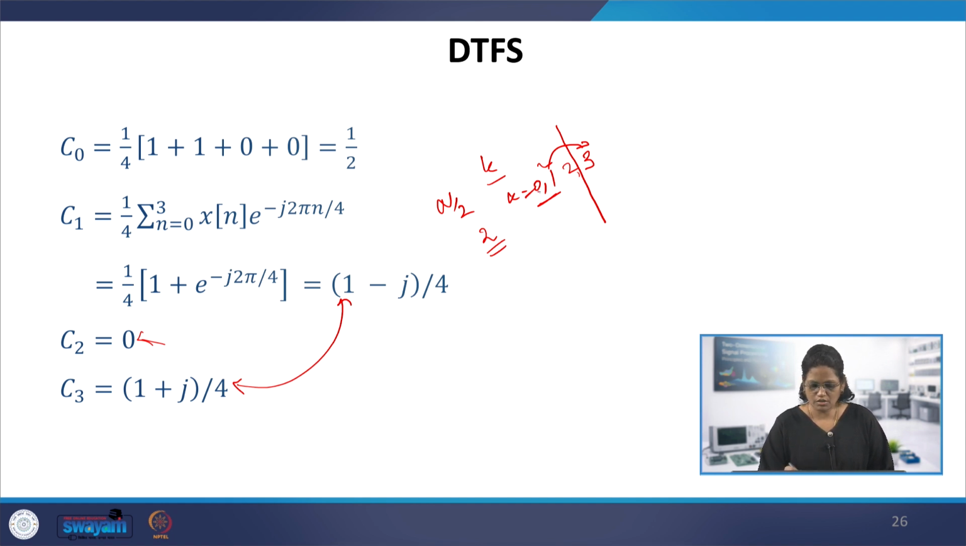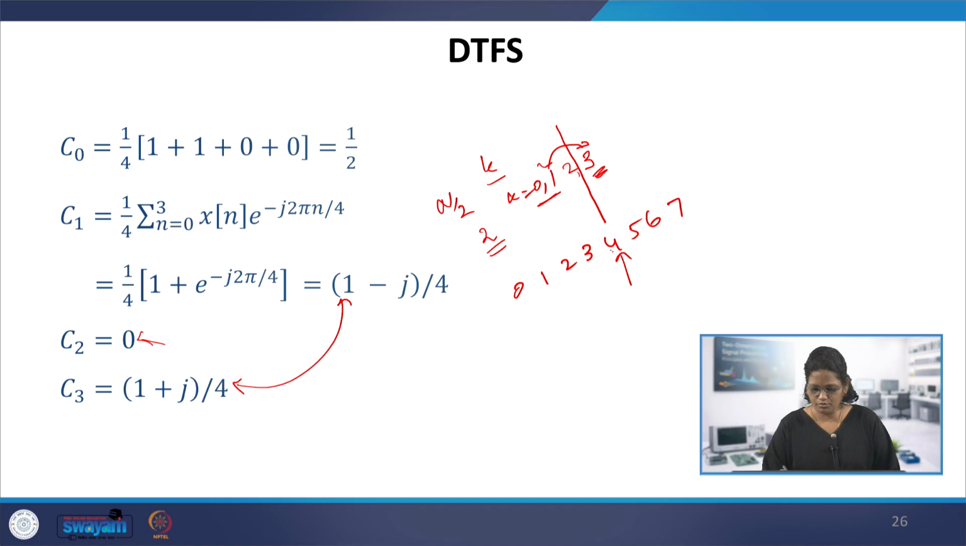So it is sufficient to calculate 0, 1, 2, and it need not calculate 3 because 3 is known; it's going to be a complex conjugate of this C1. Okay. So if it is n equal to 8, then calculate up to 0, 1, 2, 3, 4, and 5, 6, 7 would be 1, 2, 3, 4, 5, 6, 7 in this case.